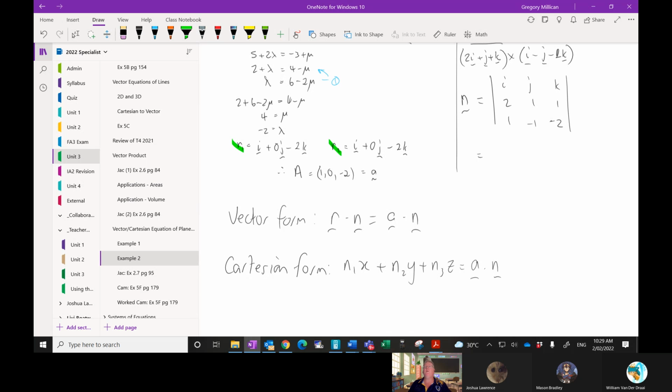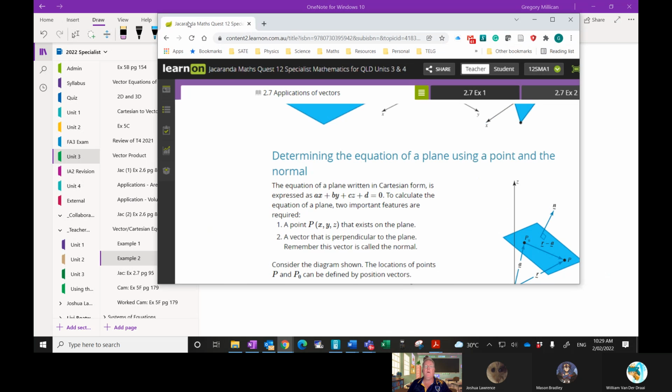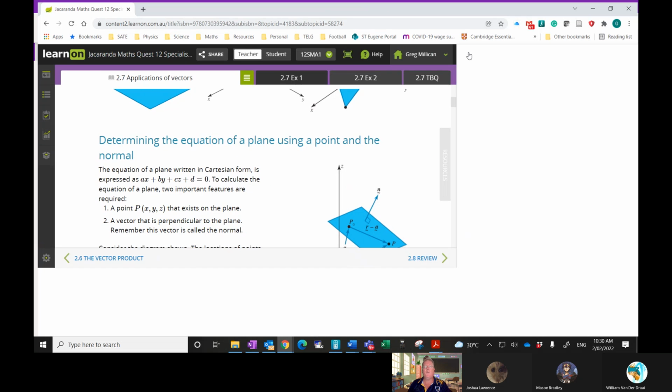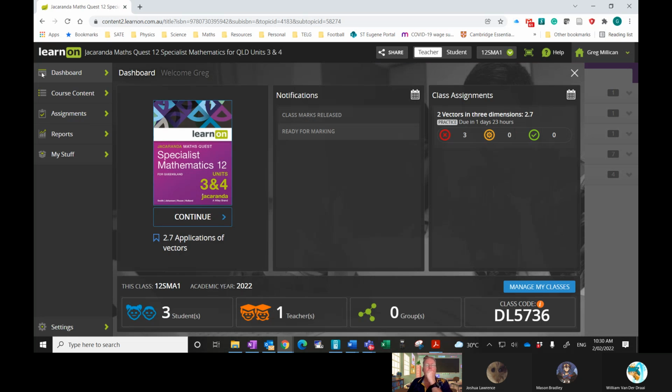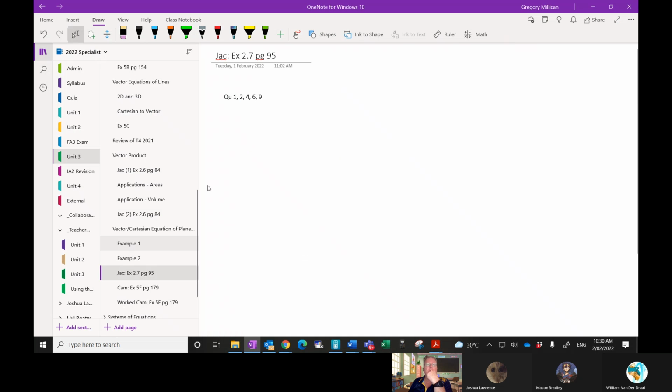Okay, now just before you go, I just want to show you, to follow up on this, you all joined the class yesterday in Jack. So when you go to your dashboard, what you will see is class assignment. A class assignment is where I've set you some questions to do. So just flick back to your OneNote for a minute. They're these questions here.